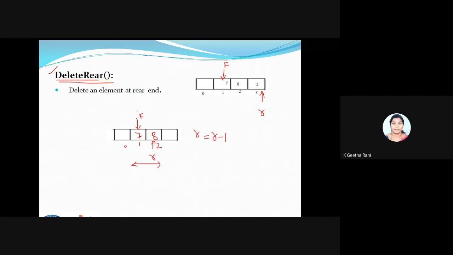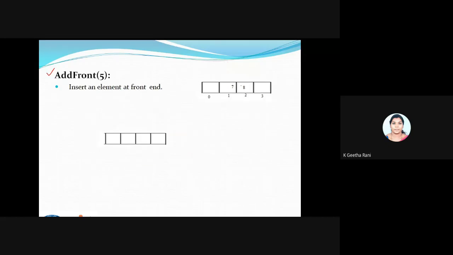I'm taking the same continuation of it. So you can see 7 and 8. Here I'll have the front pointer and this will be the rear pointer. Now I need to add the 5 at the front. Since we have some space, for adding I will just decrement the front pointer: f = f - 1. Since I'm going to insert at the front end, I have a space here, so the value 5 will be added here.